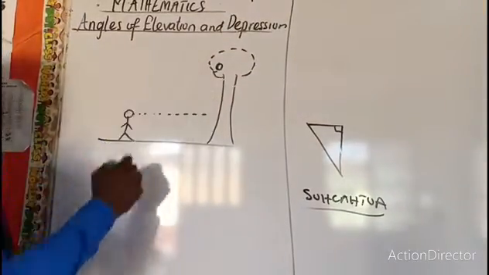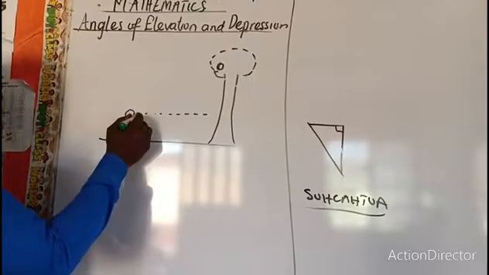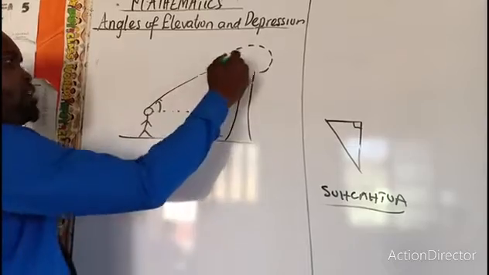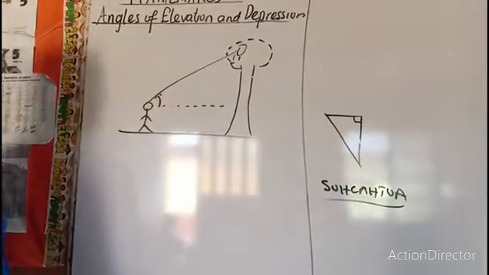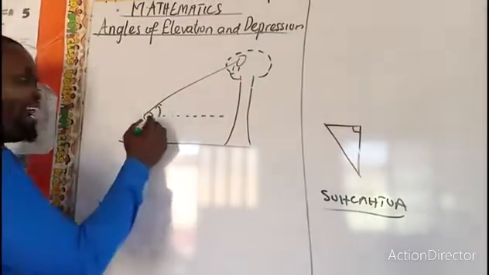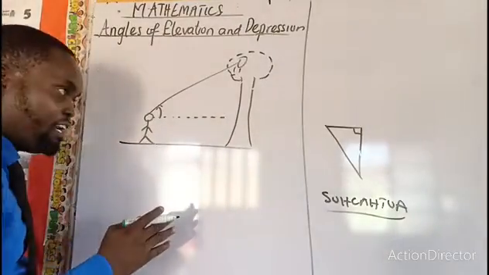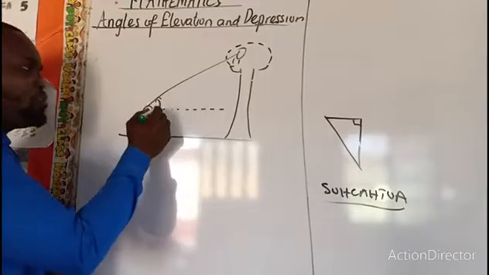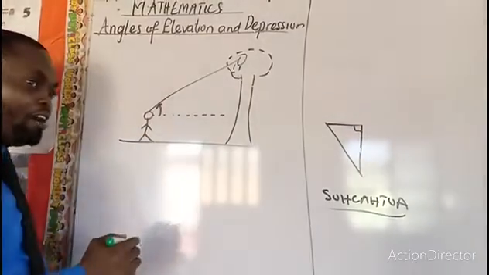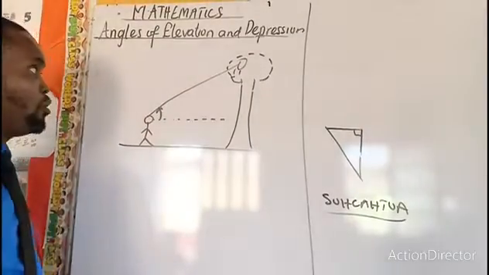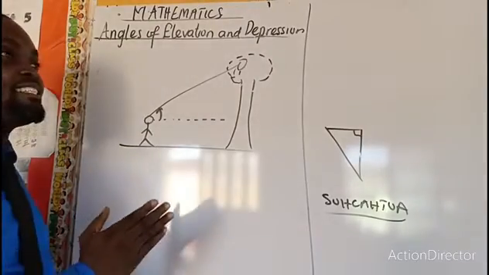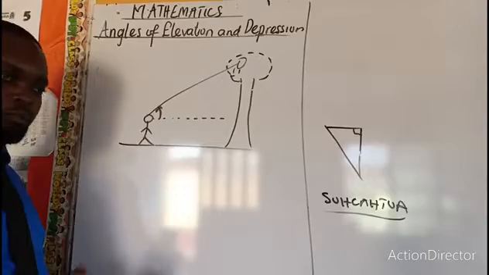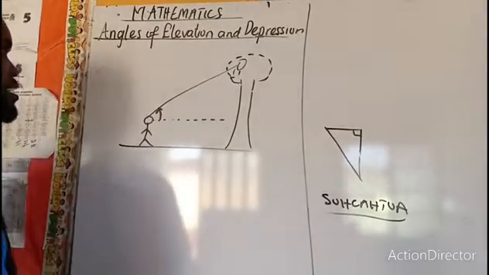What will he do to see the mango on the tree? He's going to raise his eyes up to see the what? Mango. Right? The angle at which John raises his head up or his eyes up to see the mango, that's what we call what? The angle of elevation. Because what? John elevated his head or his eyes up to see the what? Mango. Do you understand? Alright.